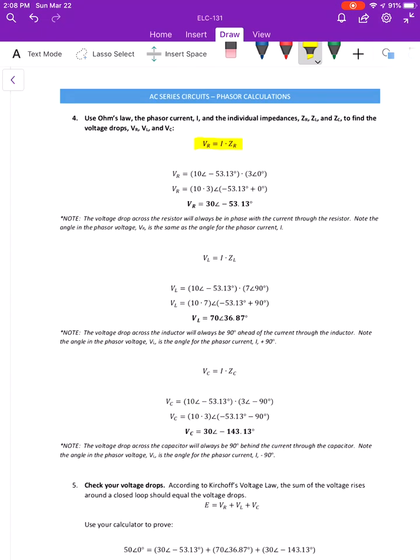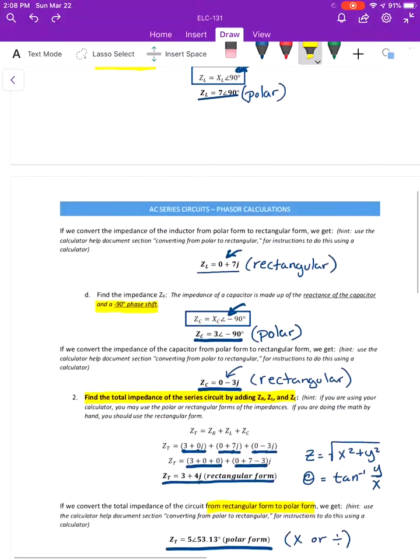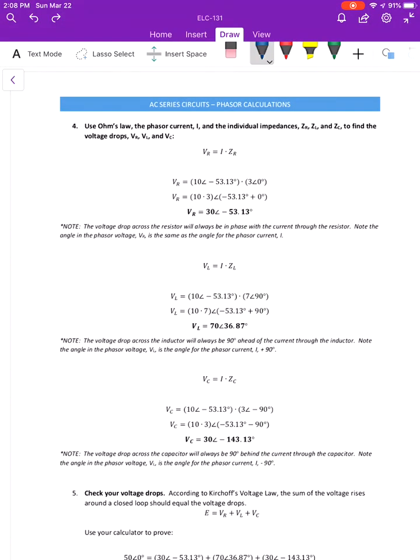Remember, Z is to AC circuits what R was to DC circuits, okay? The same thing.